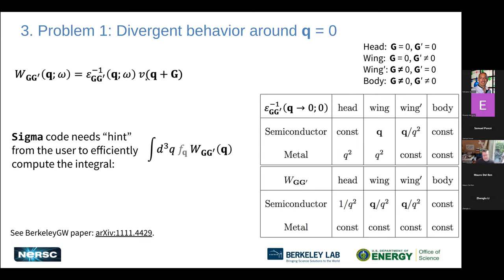And the issue is that this behaves differently for different types of systems. So for a semiconductor, let's talk about the G equals zero, G prime equals zero component, which is the head, for a second. Epsilon inverse goes to basically a constant as Q goes to zero for a semiconductor. So for silicon, we know that the dielectric constant is on the order of 1 to 10 for many semiconductors. So the inverse dielectric constant would be roughly of order 1/10 to 1.